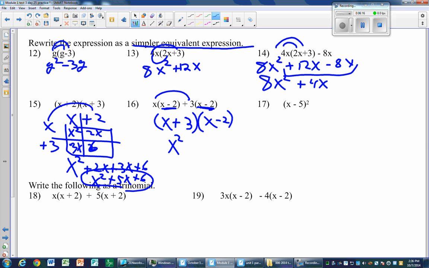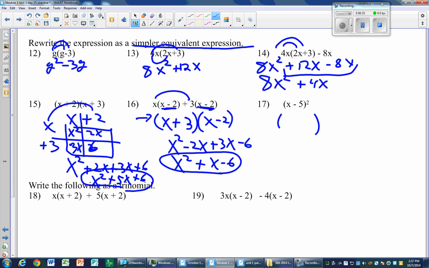So here we have x squared minus 2x plus 3x minus 6. So it's x squared plus x, or plus 1x, minus 6. Two different simpler expressions, or different expressions. This one might be a little tricky.